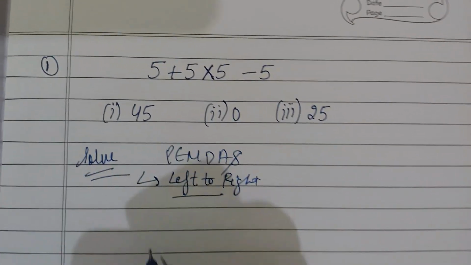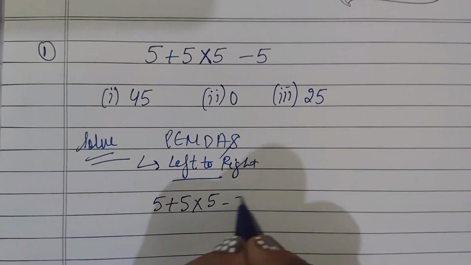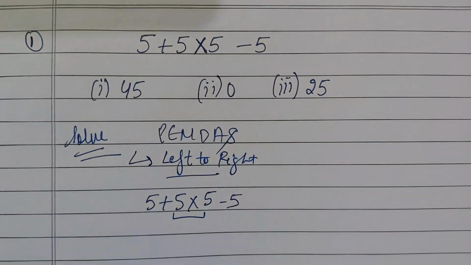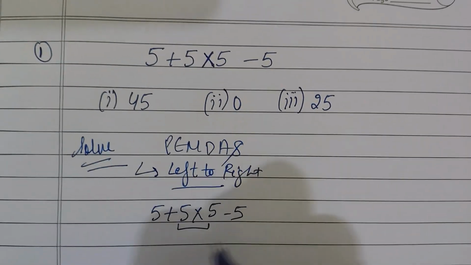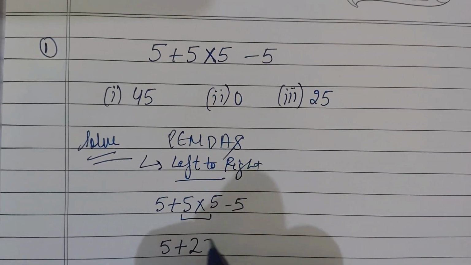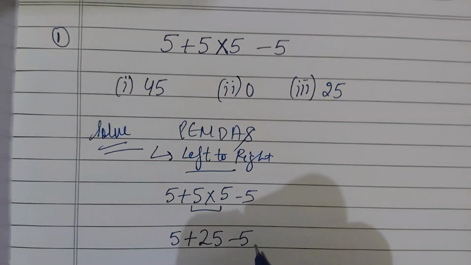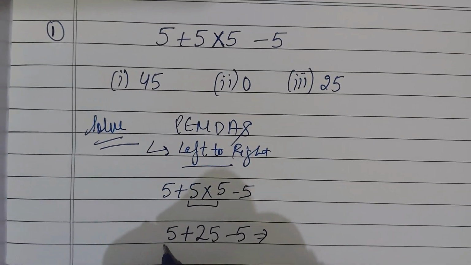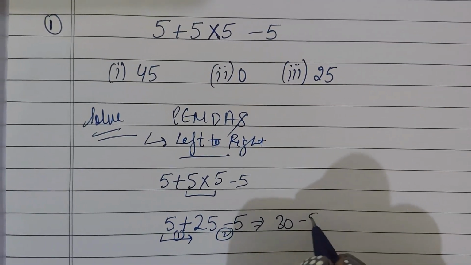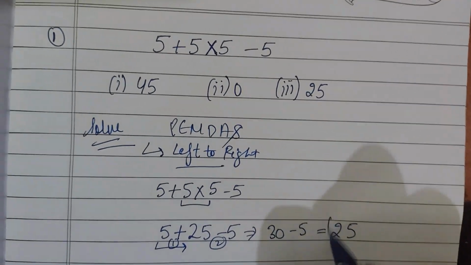So in this video the question is 5 plus 5 times 5 minus 5. According to PEMDAS, we have to solve the multiplication first. So it will become 5 plus 5 times 5 is 25, minus 5. Now addition and subtraction are in the same expression, so we will solve from left to right. We'll solve this first. It will become 30 minus 5, which will become 25. So our correct answer will be 25.